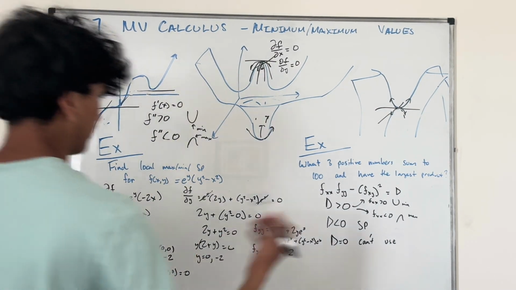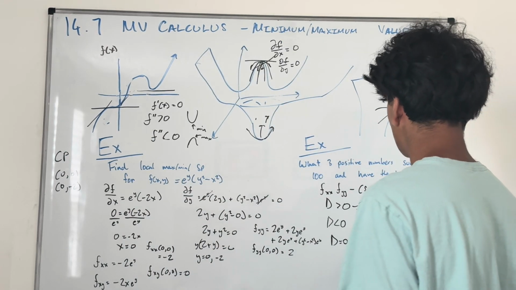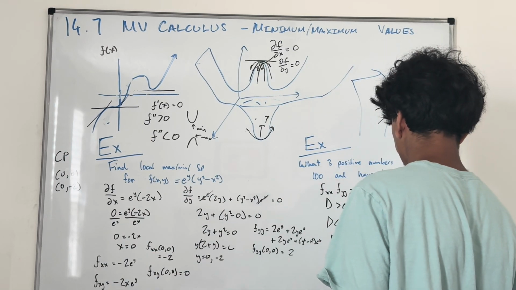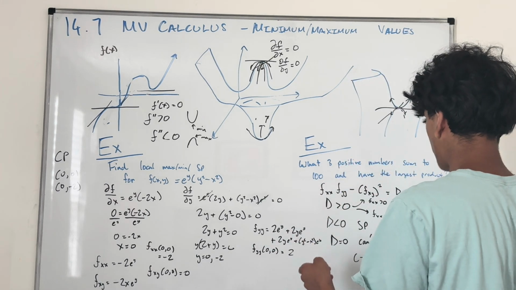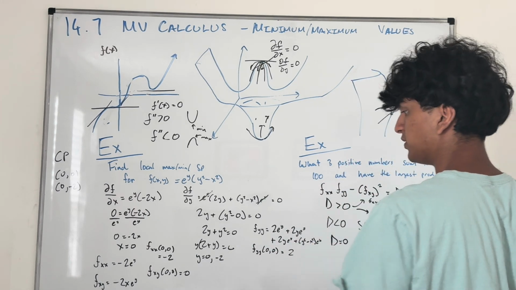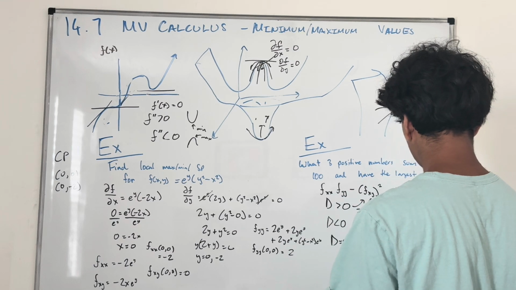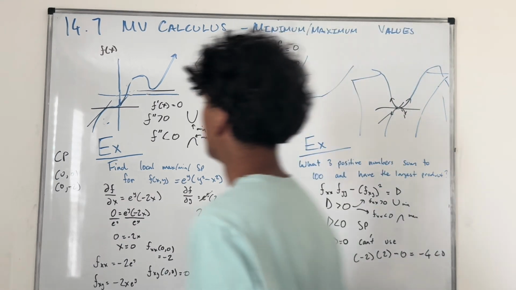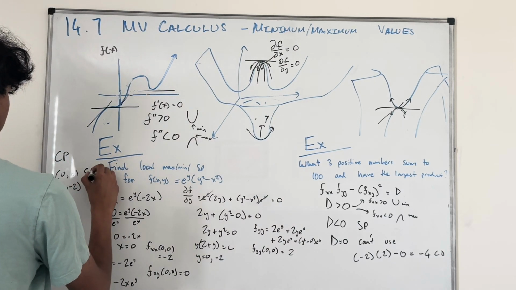So when I'm doing my second partial derivative test, right? Negative 2 for the xx, 2 for the yy, you can already tell what it's going to be. It's going to be a saddle point, right? I get negative 4. That's less than 0. That means I have a saddle point. So at 0, 0, there's a saddle point.